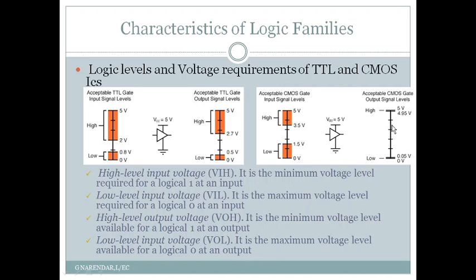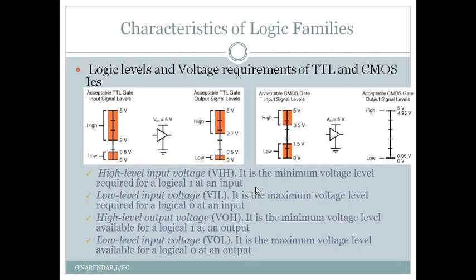Similarly, the ranges are also defined for the output signal by the CMOS gate. And here you can see that for the output signal, the low signal has the voltage range of 0 to 0.5 volts, and the high signal has voltage range of 4.95 volts to 5 volts. So you can see that these voltage ranges are very narrow compared to the gates of TTL family.